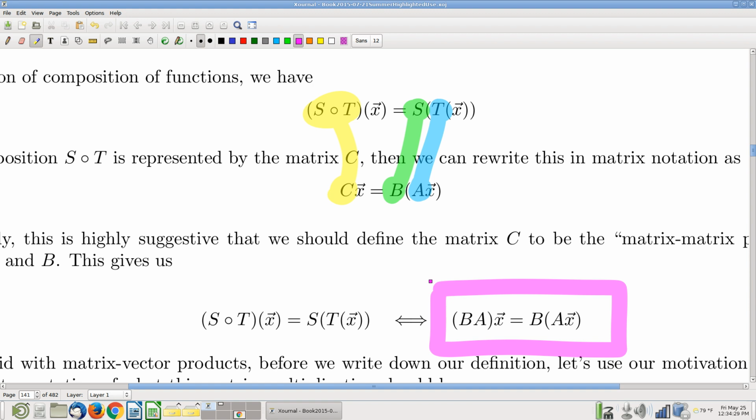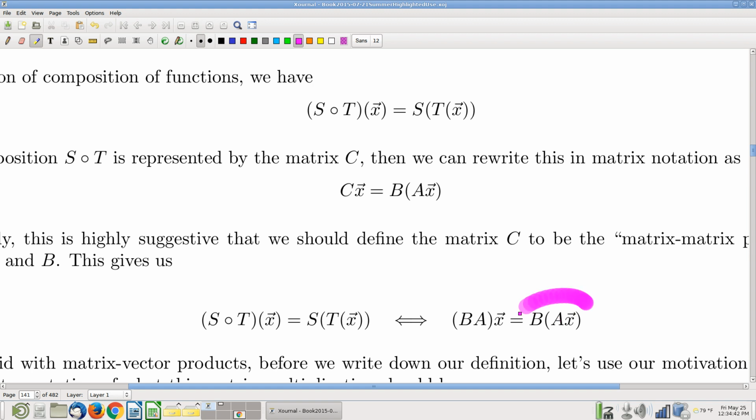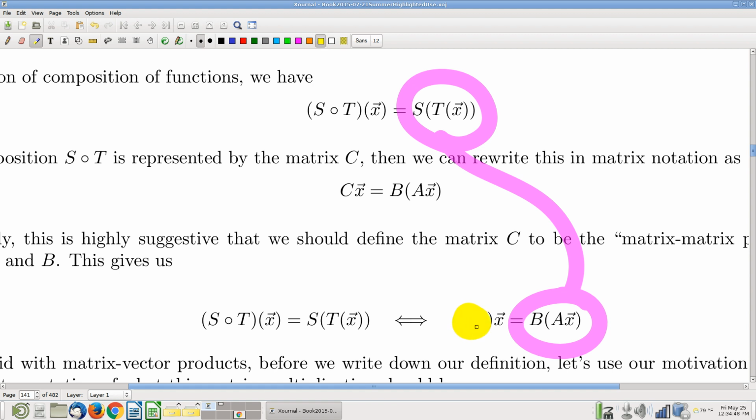Right? So if this is going to be the case, if the product of two matrices is going to be associative in this sense, then look what we have to do. This being a shorthand for that, we really have to let the product of two matrices be the matrix representing the composition of two linear transformations. You just kind of have to do it. So that's going to be our motivation.